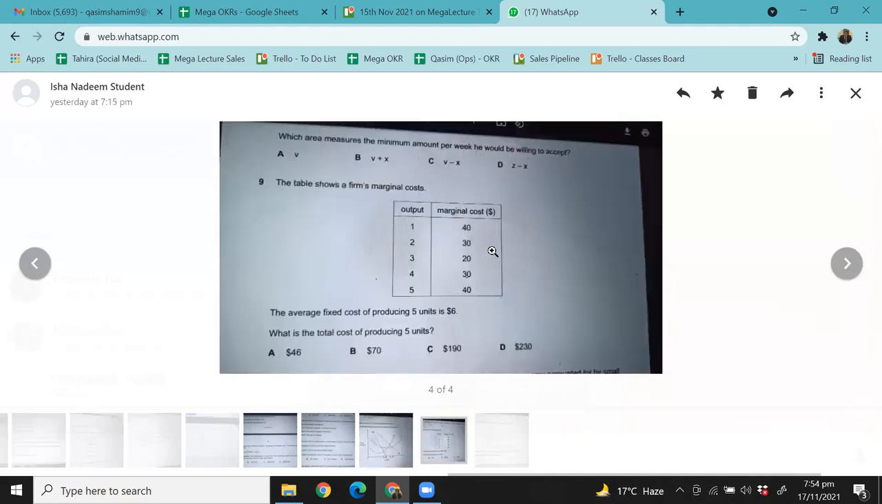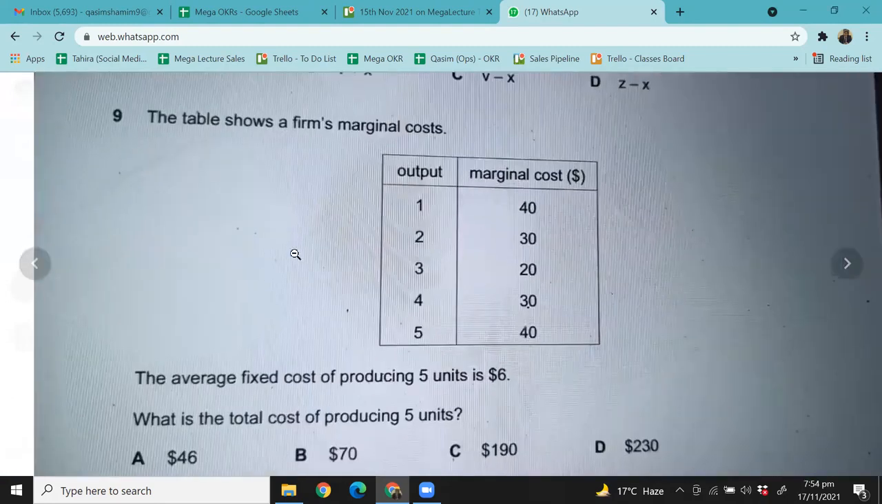Okay, perfect. Now the next question says, what is the total cost of producing 5 units? That's simple. So 5, 6 are 30, and then you add up all the marginal cost. Okay, think about this. Read the question again.